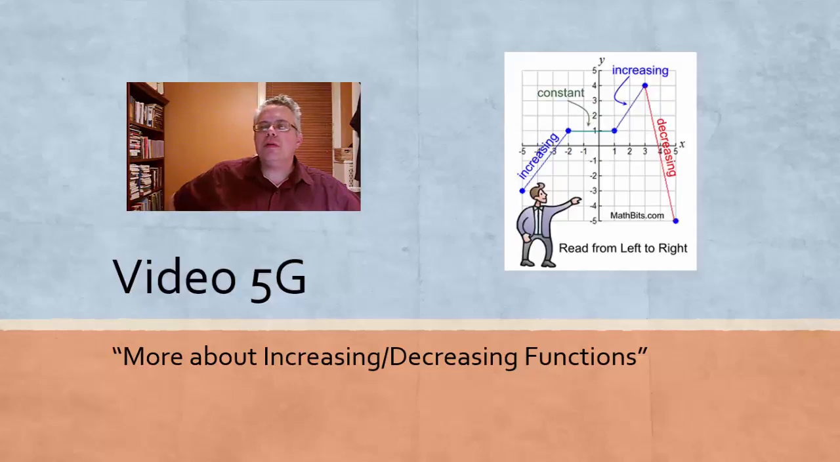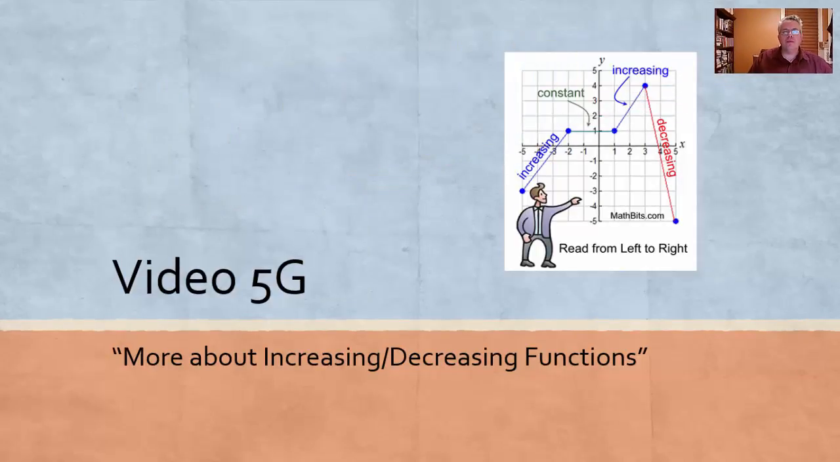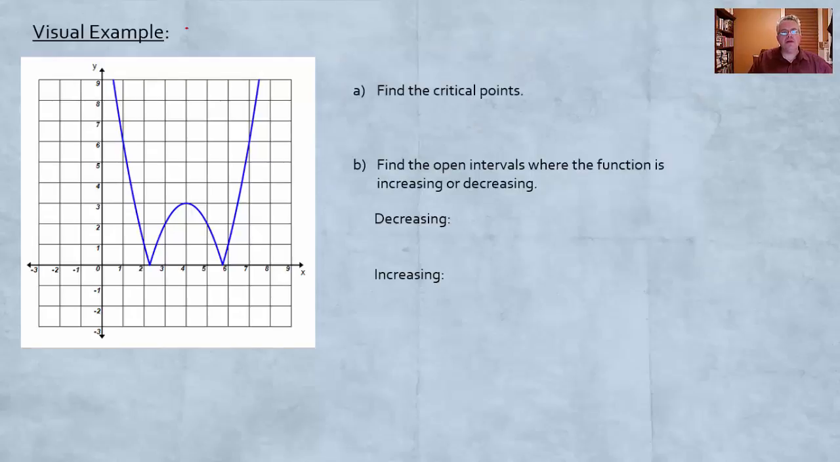We're going to do several examples where we find the critical points of a function, identify the intervals where the function is increasing and decreasing, and locate any relative maximum or minimum. Here we go. We're going to start with a visual example. We have a graph, so that makes things a little easier.